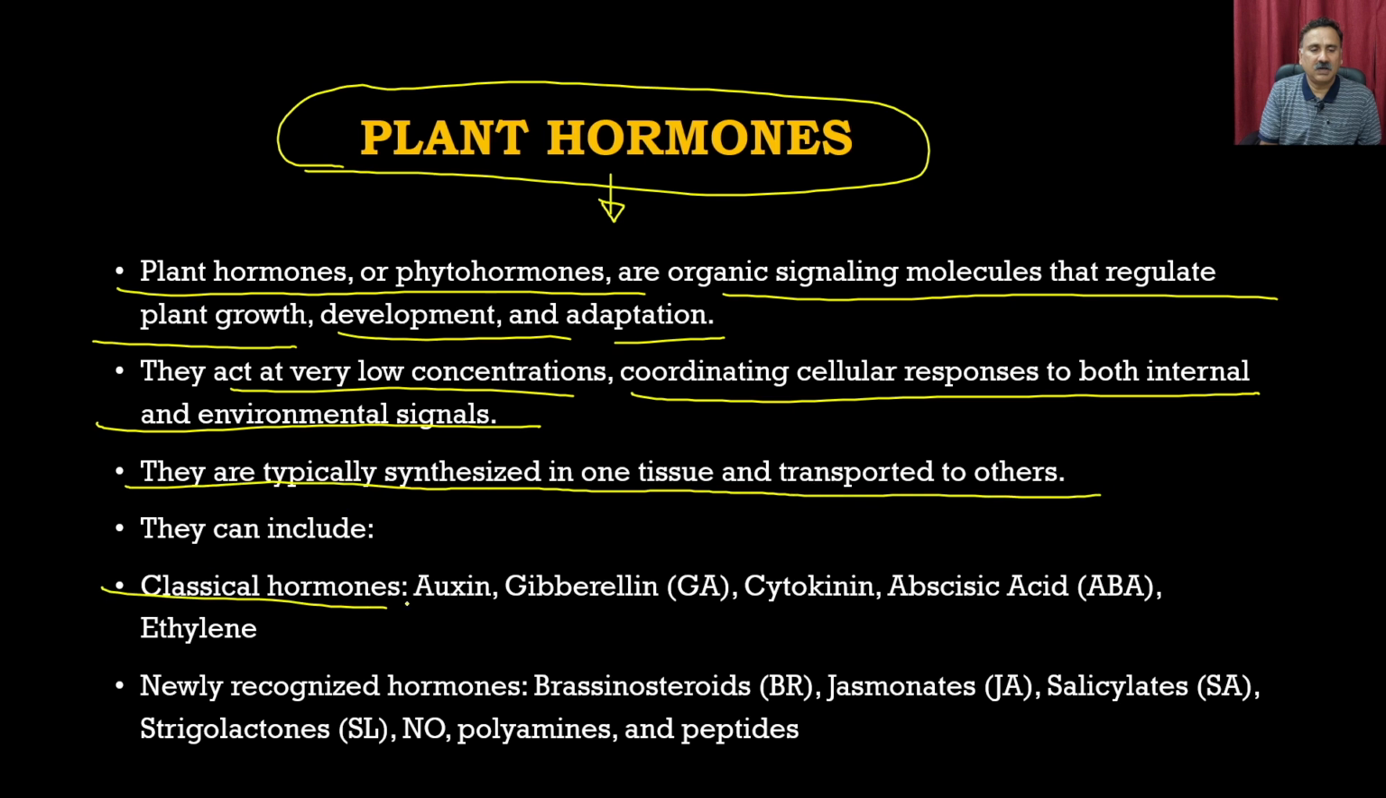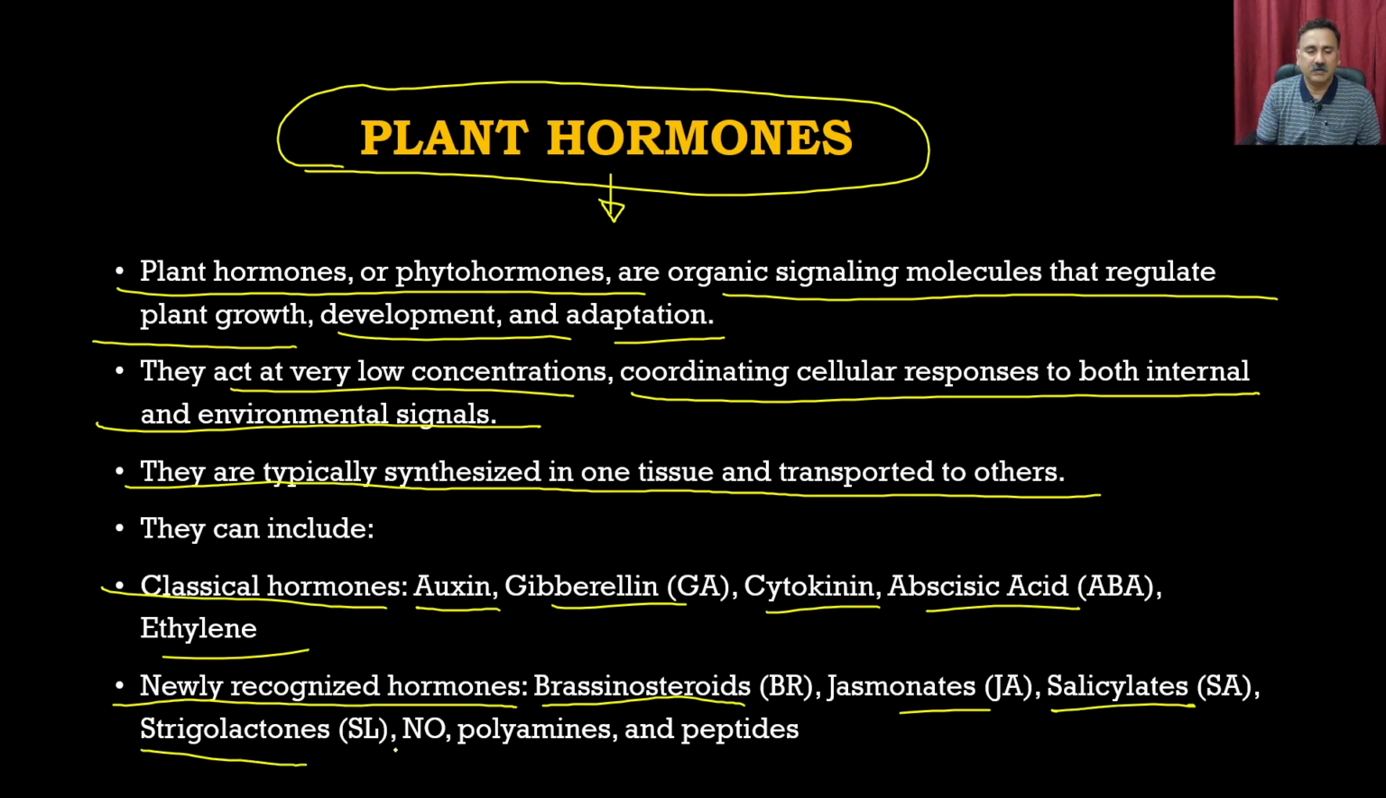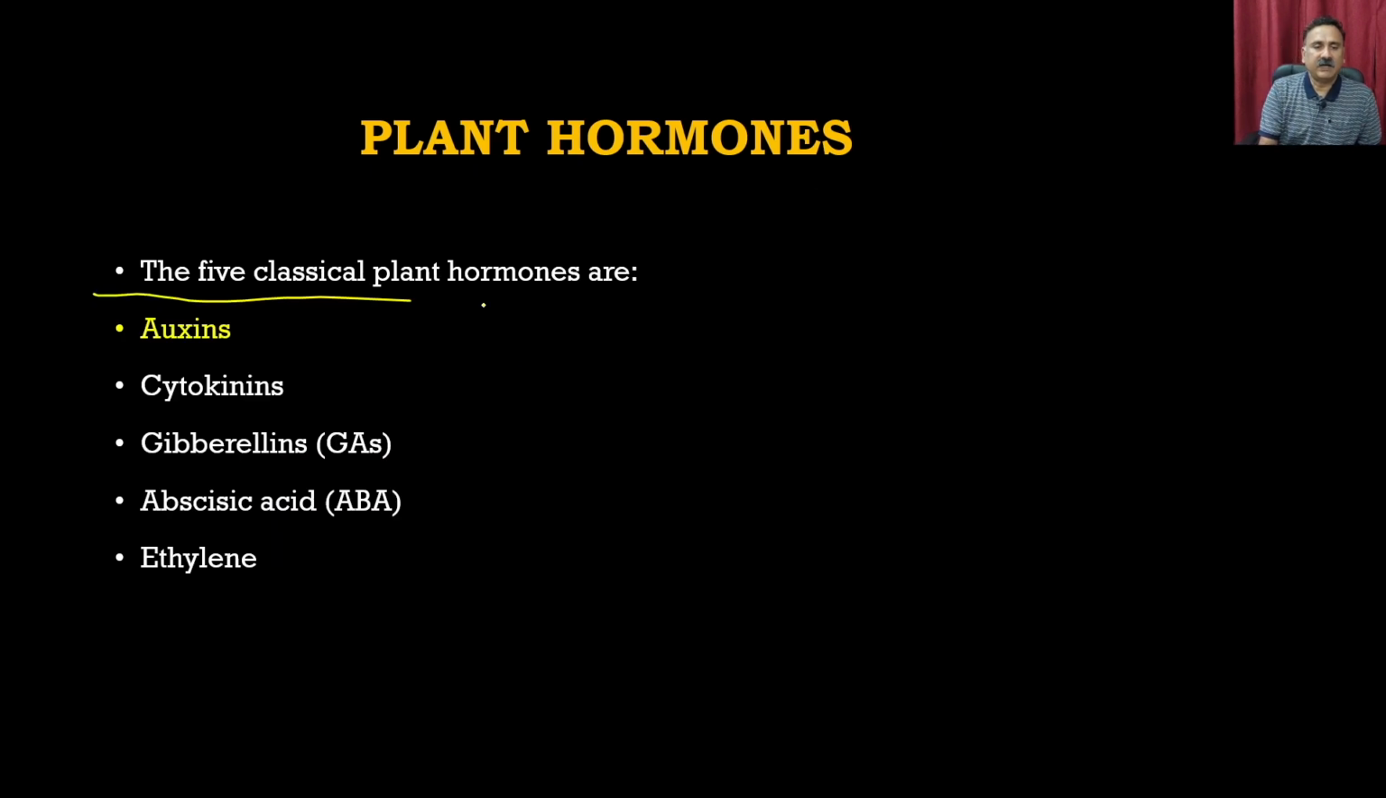They include the classical hormones such as auxin, gibberellin, cytokinin, abscisic acid, and ethylene. And then they also have the newly discovered hormones like brassinosteroids, jasmonates, salicylates, strigolactones, and nitric oxide, polyamines, and the peptides. So these are the new molecules which are also being found to modulate or cause the downstream signaling, and that's how they are actually going to modulate the activities. So there are five classical plant hormones. You have auxin, cytokinin, gibberellin, abscisic acid, and ethylene.